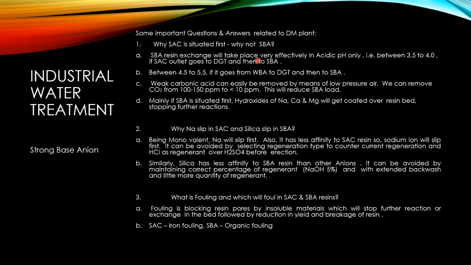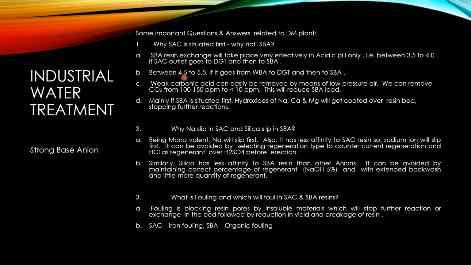SBA resin exchange will take place in the acidic range. It is very effective in acidic pH only, that is between 3.5 to 4. If the SAC outlet is directly going to the degasser tower in the absence of WBA, then the SAC goes to the degasser tower where carbon dioxide is removed and it will go to SBA. Then the pH will be 3.24. At that low pH, SBA exchange will be effective.